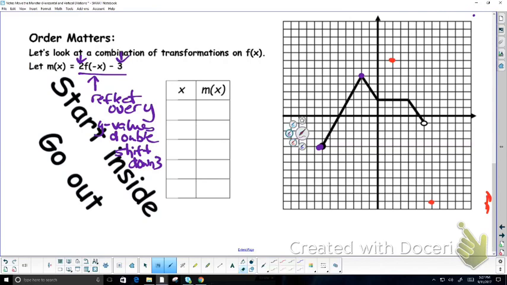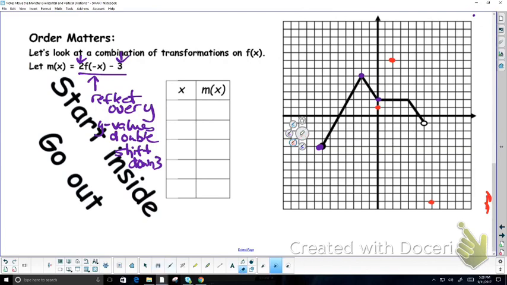So let's see, the 0 is actually going to be impacted too, but not in every way. It's not going to reflect over the y since it sits on the y. The y value will double though, so it's going to go to 4. And then it's going to shift down 3. So 1, 2, 3. So this is where the point will actually end up.